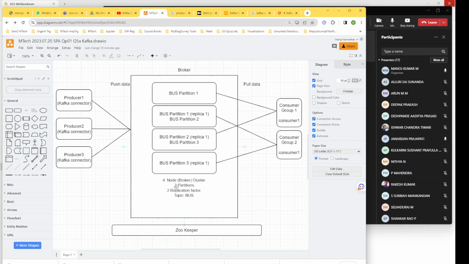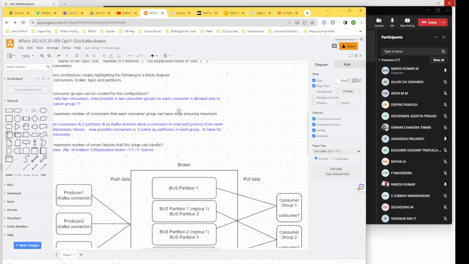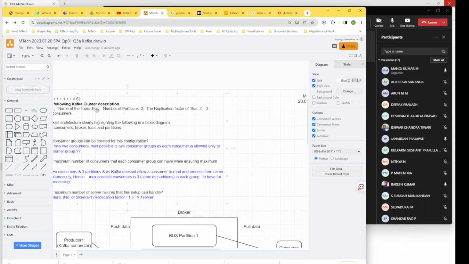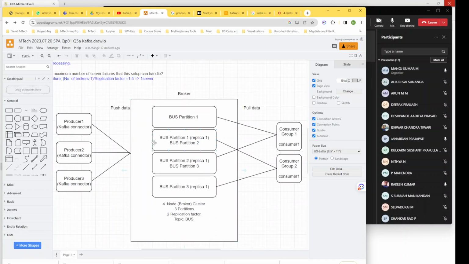Bus is actually a table in Kafka. A table in Kafka is called a topic, and the name of the topic they mentioned here is bus. Is that clear, or is that what you are asking?